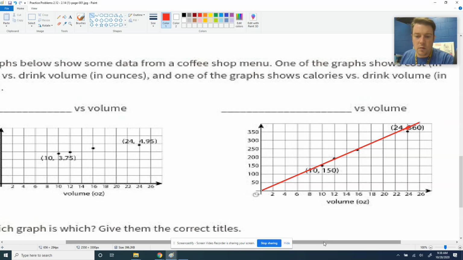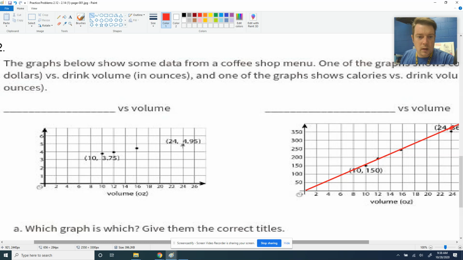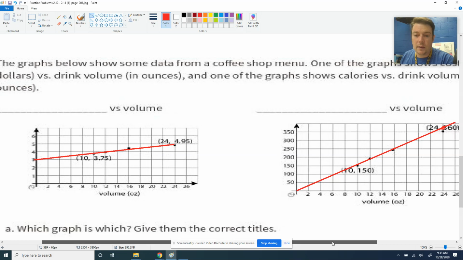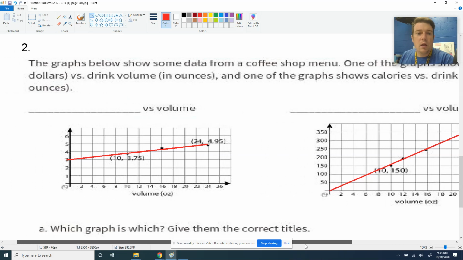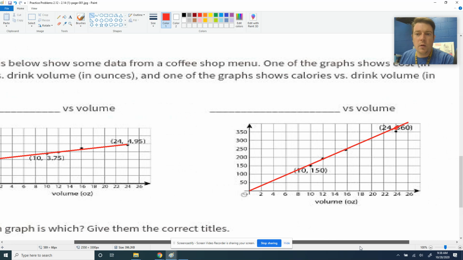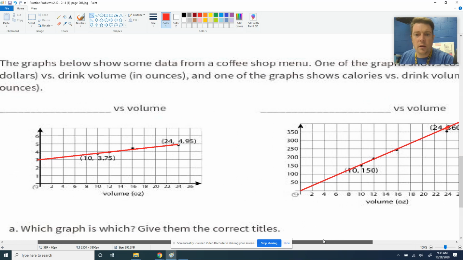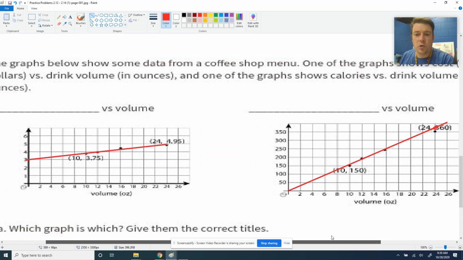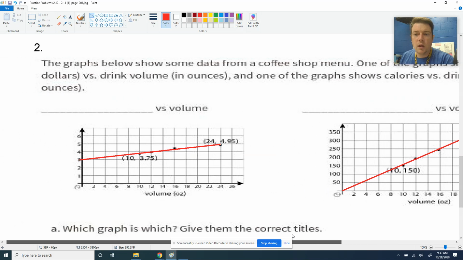This one over here looks like it goes through all the dots and makes a straight line, but it doesn't go through the origin. You're paying like $3 for something, and then the ounces are not as expensive because you have a flatter line. It's more of a flat line than the other one, which is more steep. Okay, so they're both in ounces of volume, but one of them is showing calories, and one of them is showing dollars.